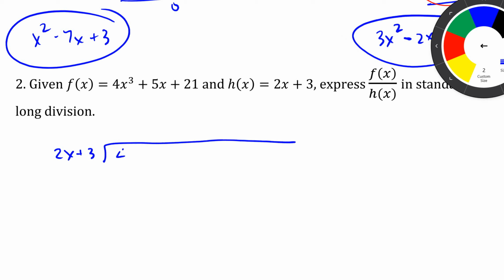And I'll put this 4x cubed. Oh no, we're missing a term here. So we've got to put in 0x squared, 5x, and 21. Remember, everything that's missing, you just want to put in. It just gives you that placeholder, makes everything easier.